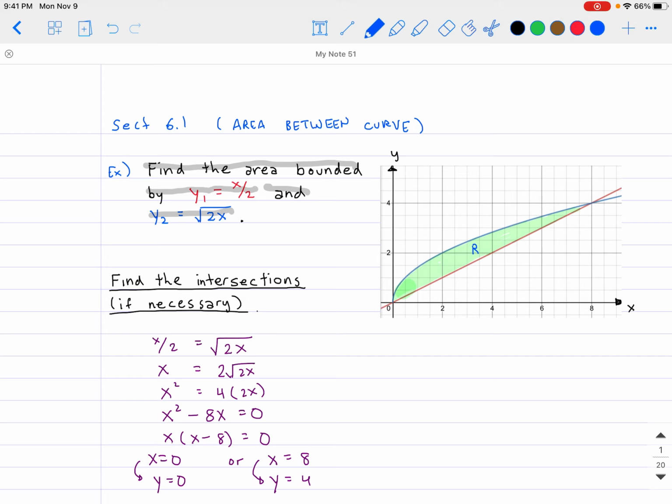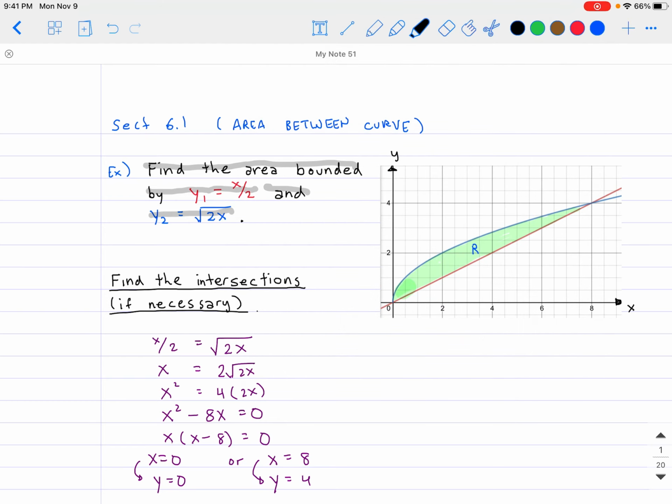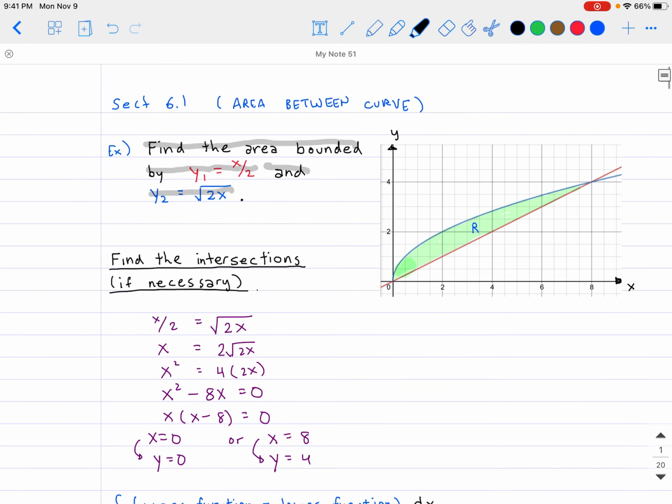So the first thing we're going to do is find the intersections of these two curves. Sometimes it's given to you, sometimes it's not. In case they're not given, we're going to solve for it. Algebraically, you can see underneath what I've set up. We take the two equations, set them equal to each other, do a little bit of second-year algebra, and solve for x. We have two solutions: x equals 0, and x equals 8 is the other solution.